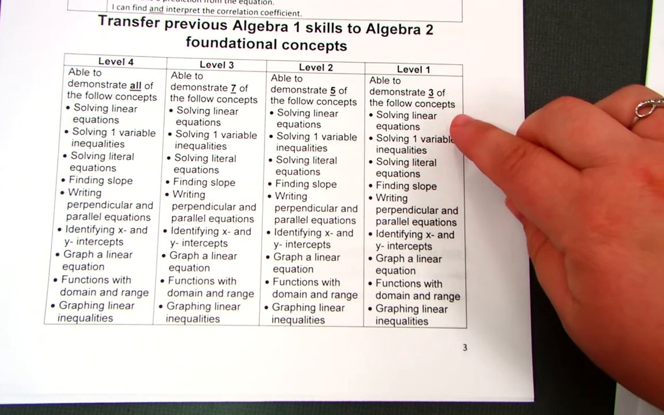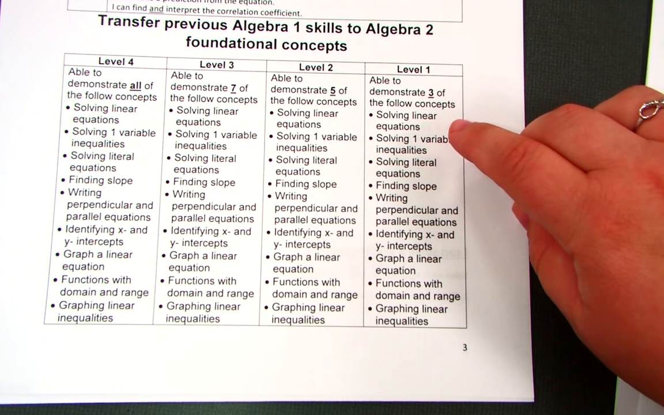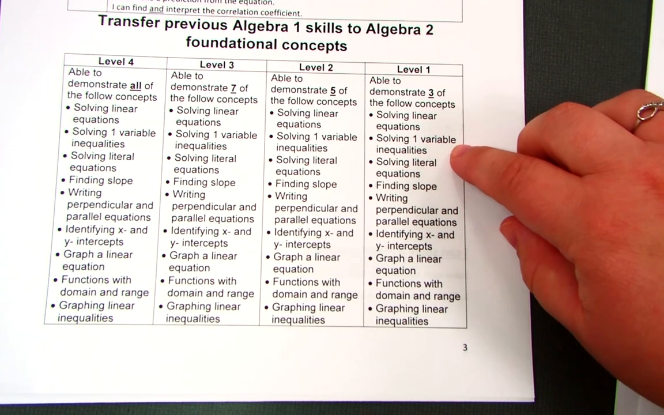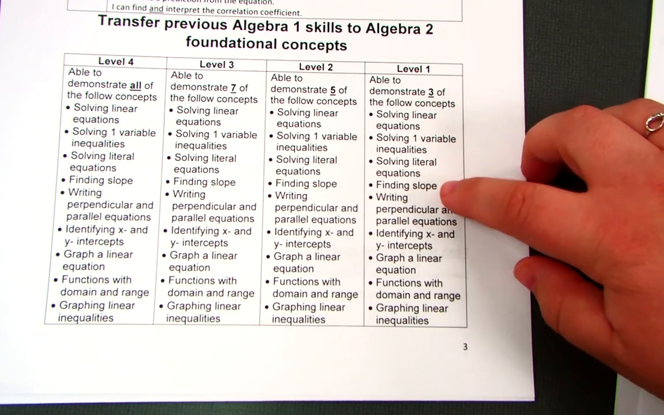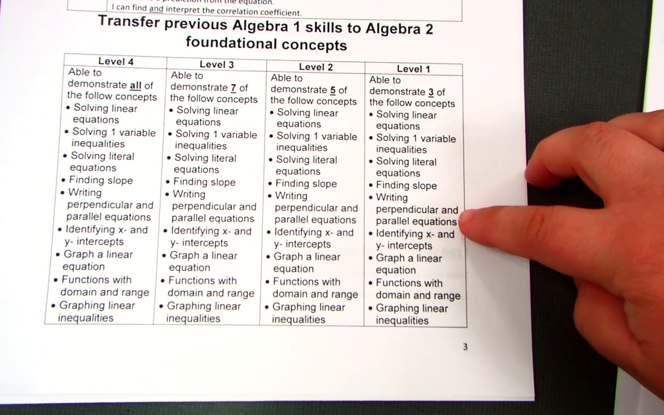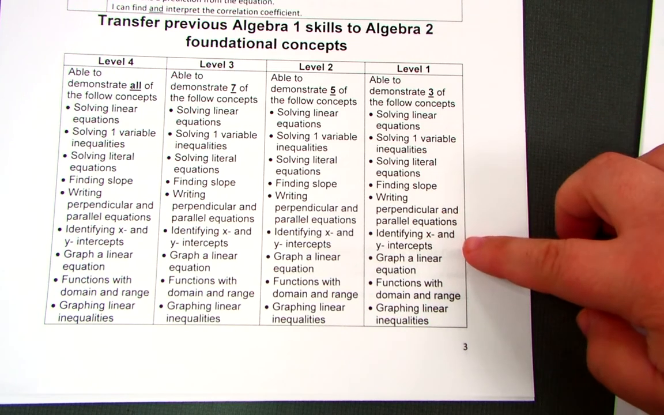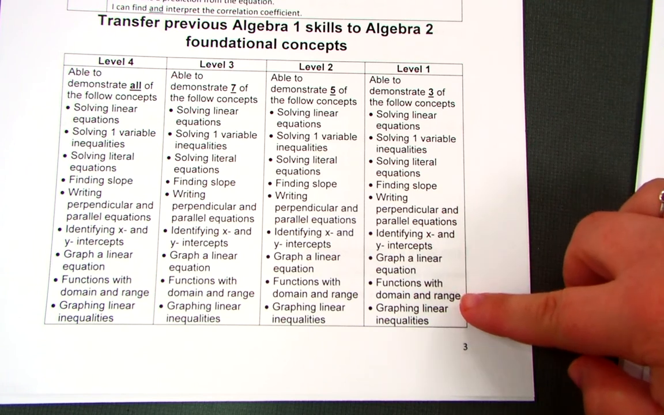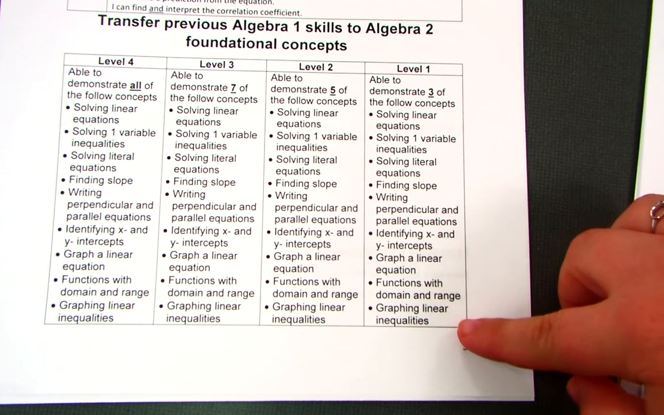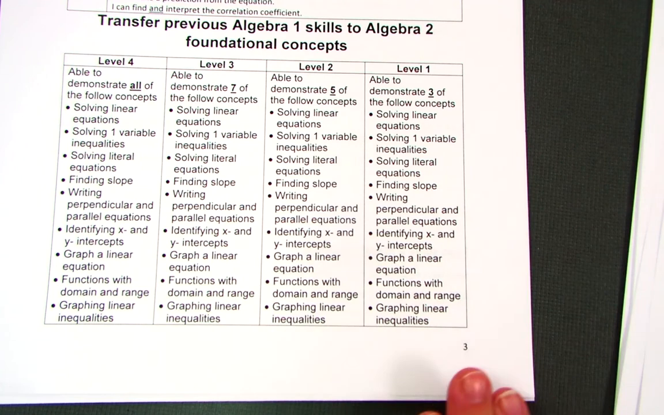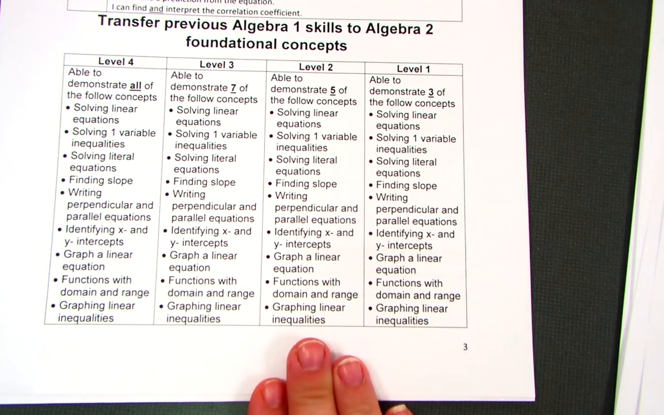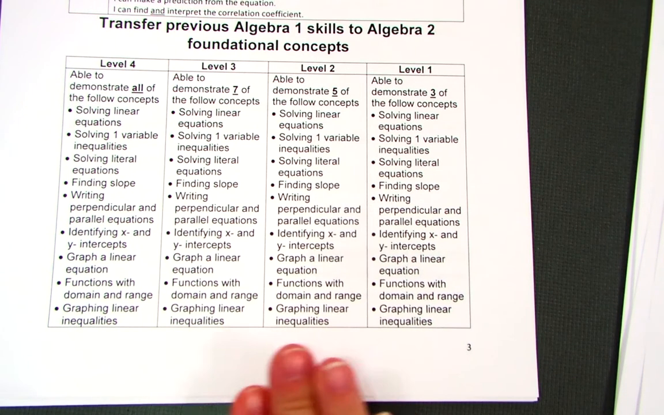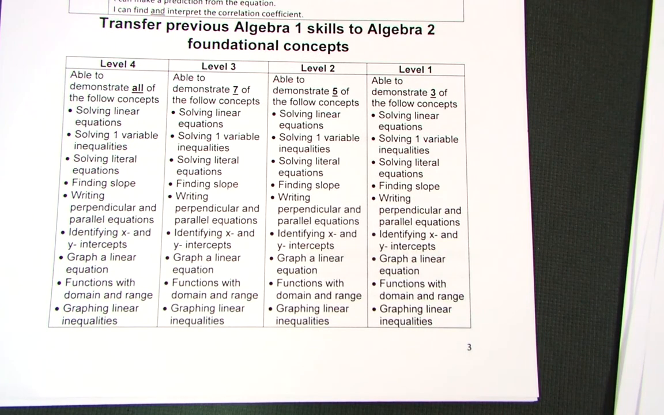Here, you must be able to either solve equations, linear equations, one variable inequalities, solve literal equations, find slope, write parallel and perpendicular equations, identify x and y intercepts and graphing, graph a linear equation, functions with domain and range, and then finally graphing linear inequalities. In order to move beyond a level 1, you would need to demonstrate 5 of those concepts. Then we have 7 for a level 3, and if you can show mastery of all of those concepts, then you will earn a level 4.